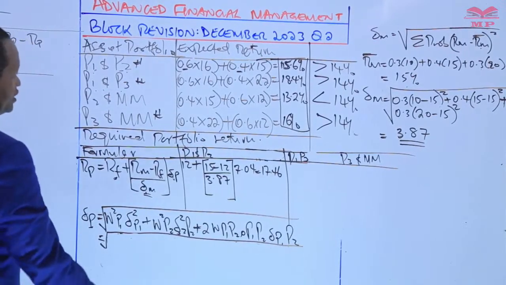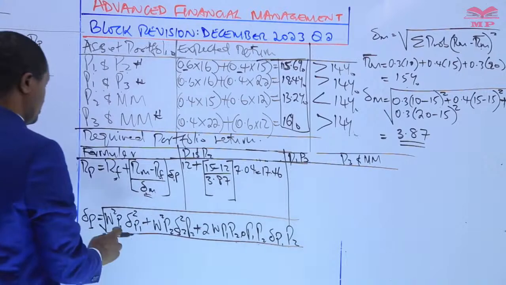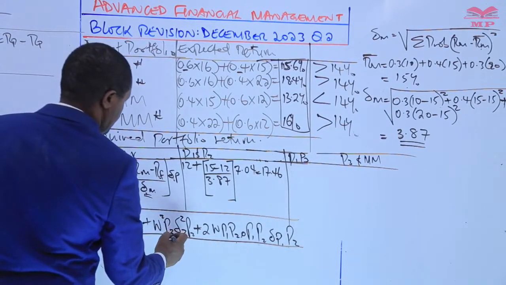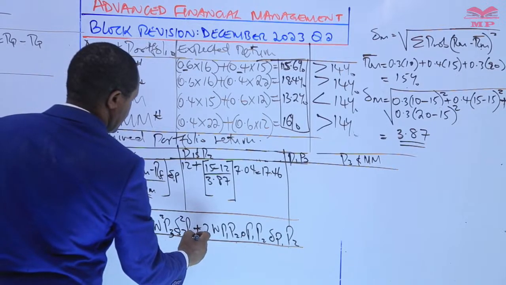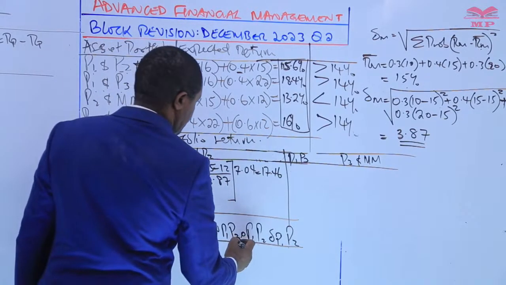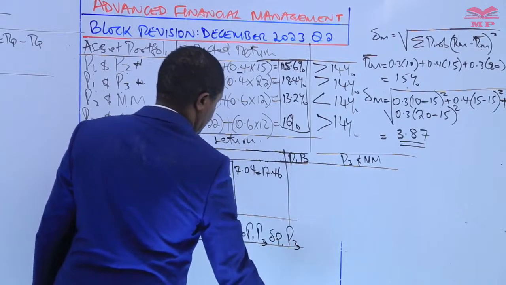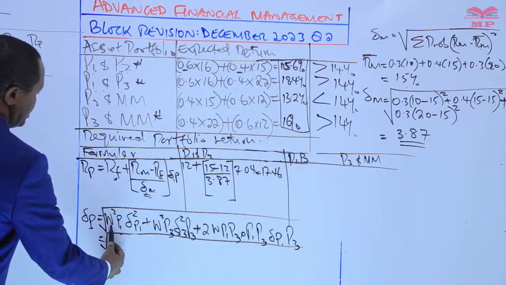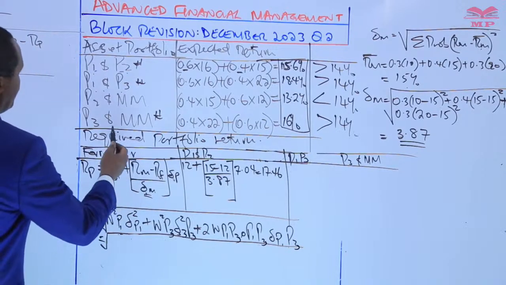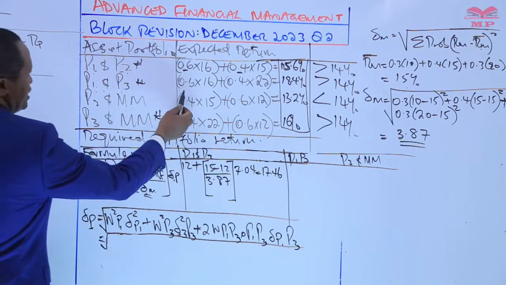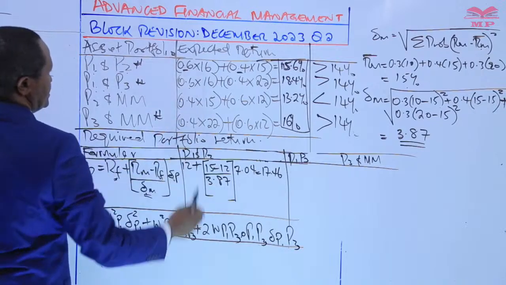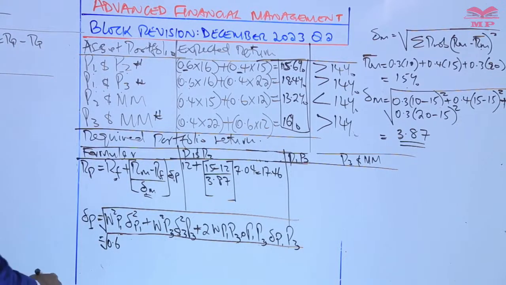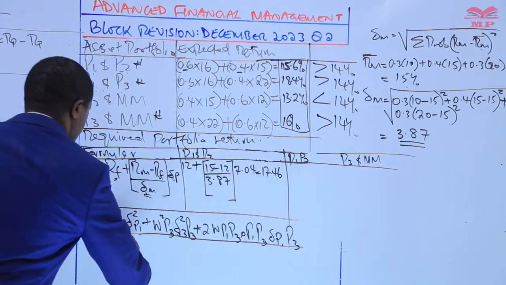So here we are going to have, this is P1, P3. So here we have P1, P3. So here we just change to 3, 3, 3. All right. So what is the weight? The weight for portfolio 1 here is 0.6. We square it.